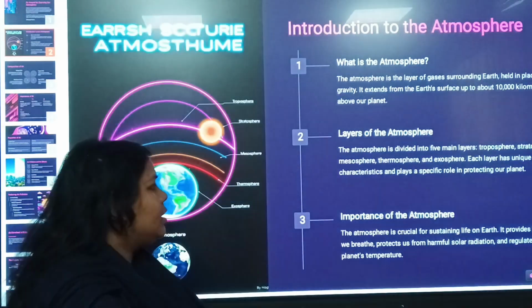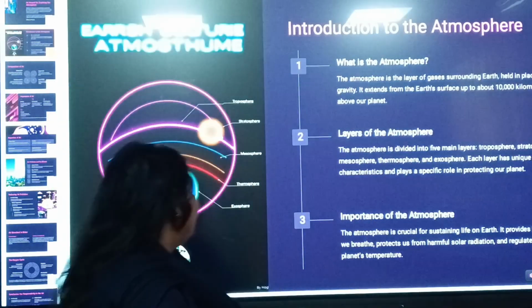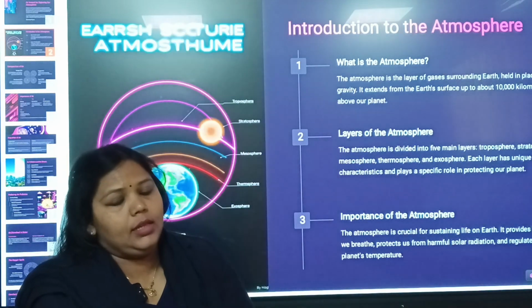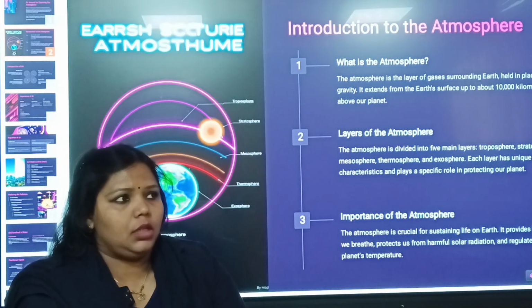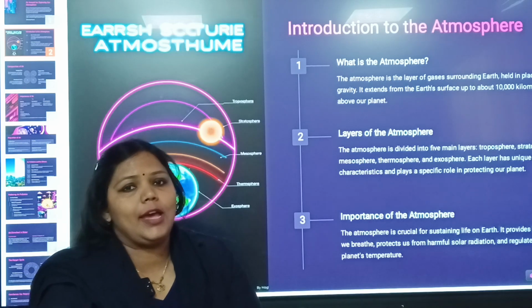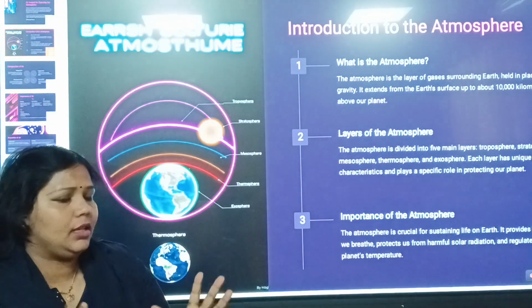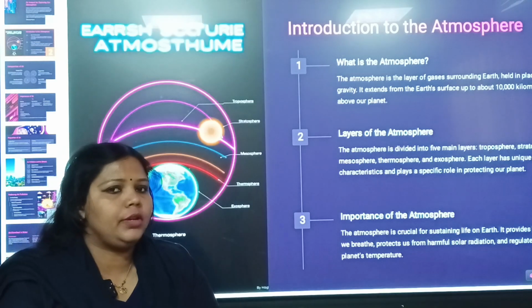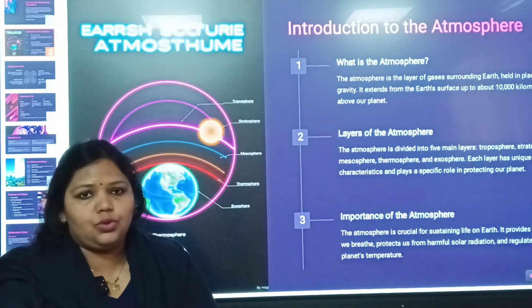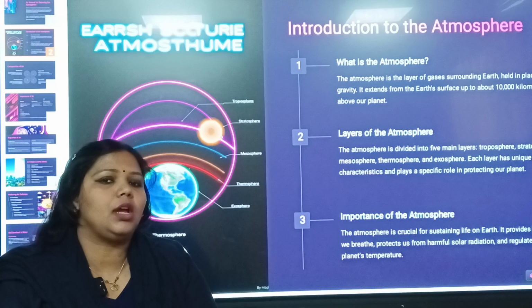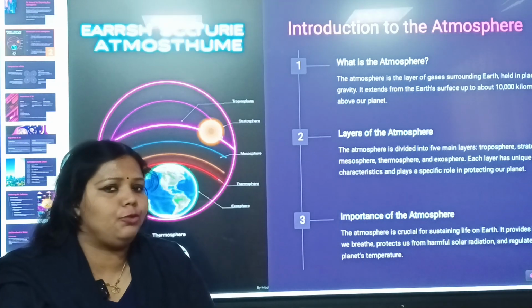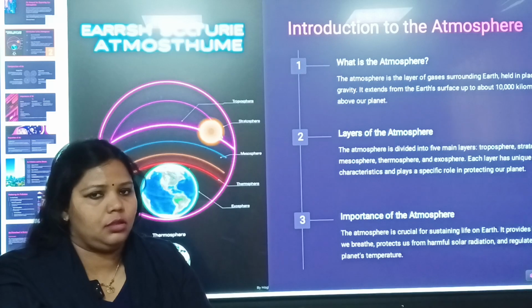region. The first layer is the troposphere, which is near the earth. The skyscrapers as well as the aeroplanes that are flying are in the troposphere region. In the stratosphere, we have the ozone layer, which protects us from the ultraviolet rays coming from the sun. Ultraviolet rays are very harmful as they cause skin cancer.